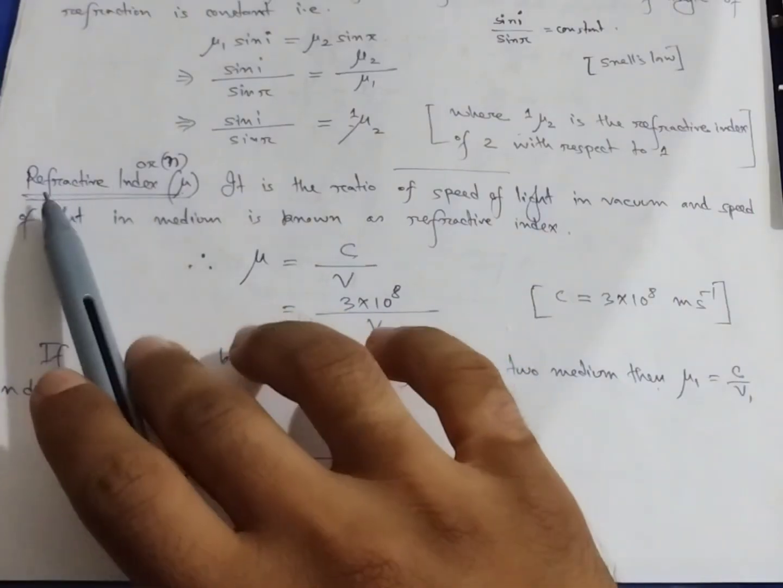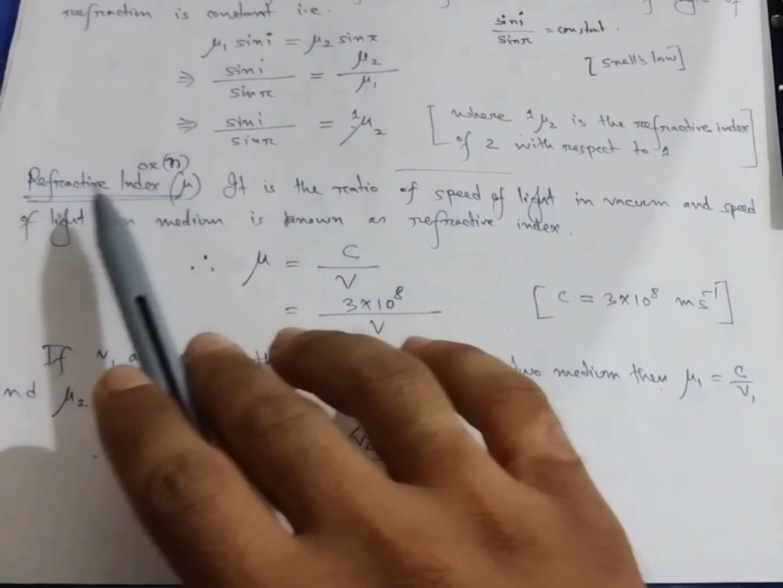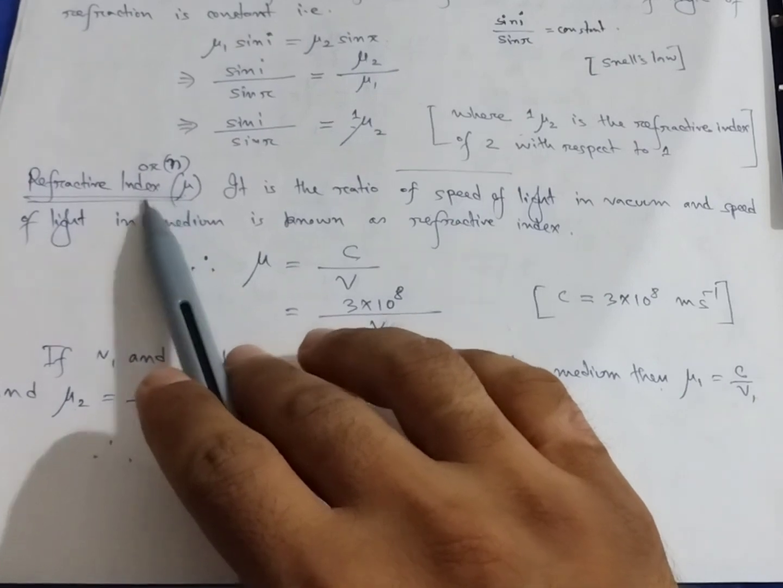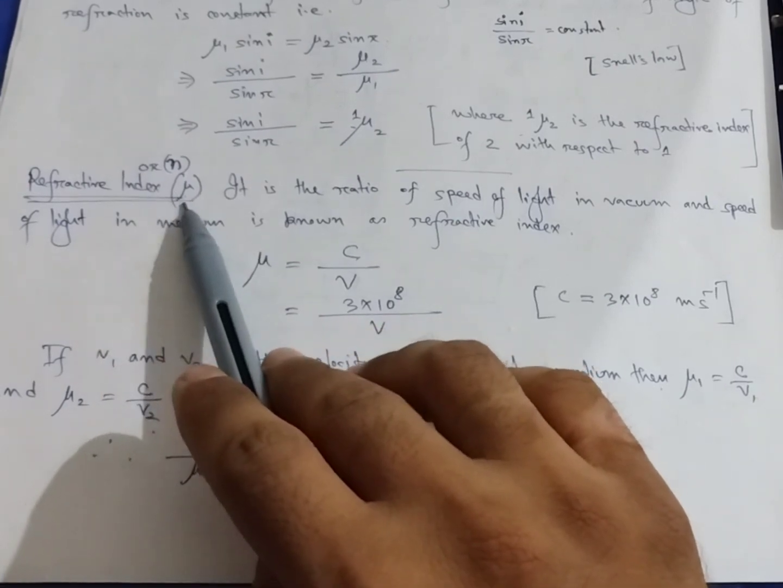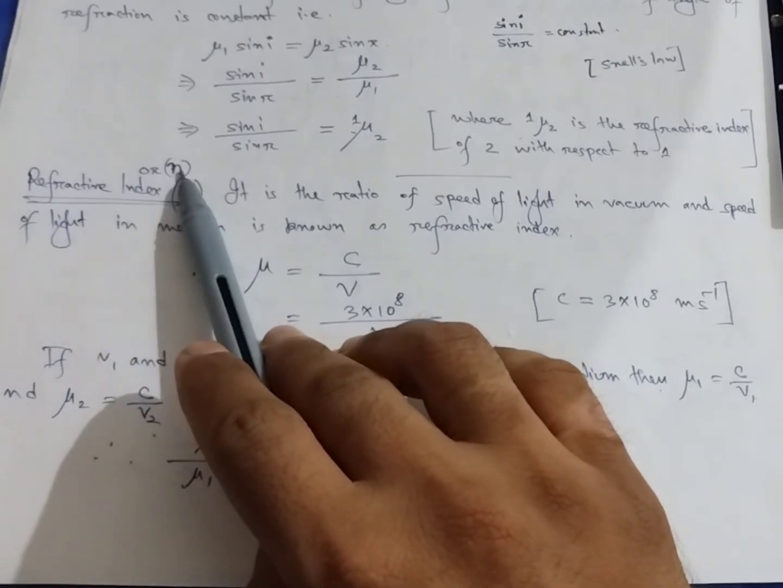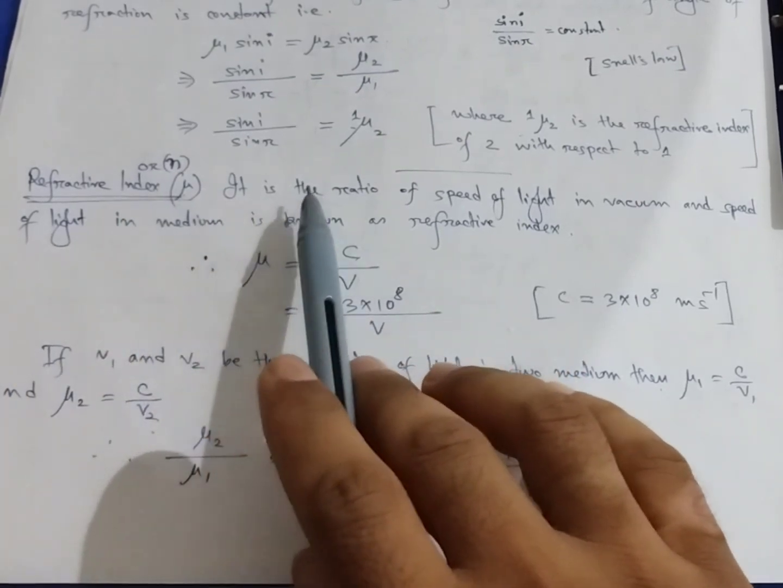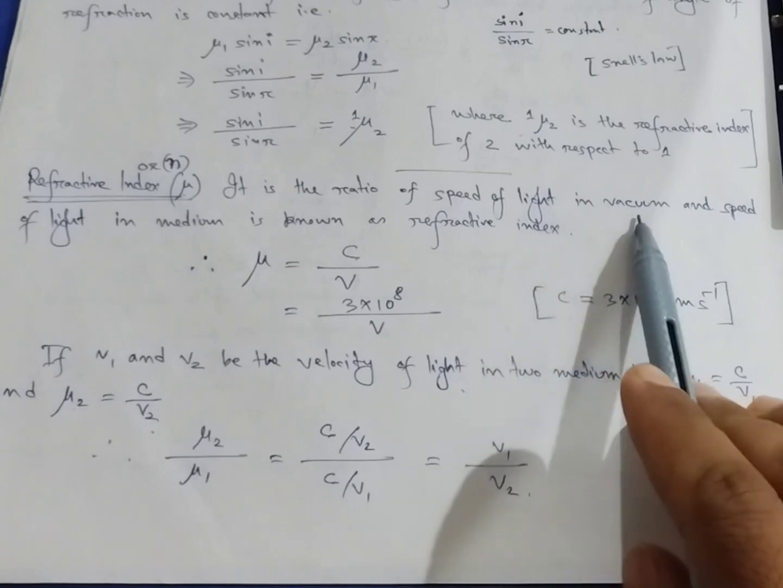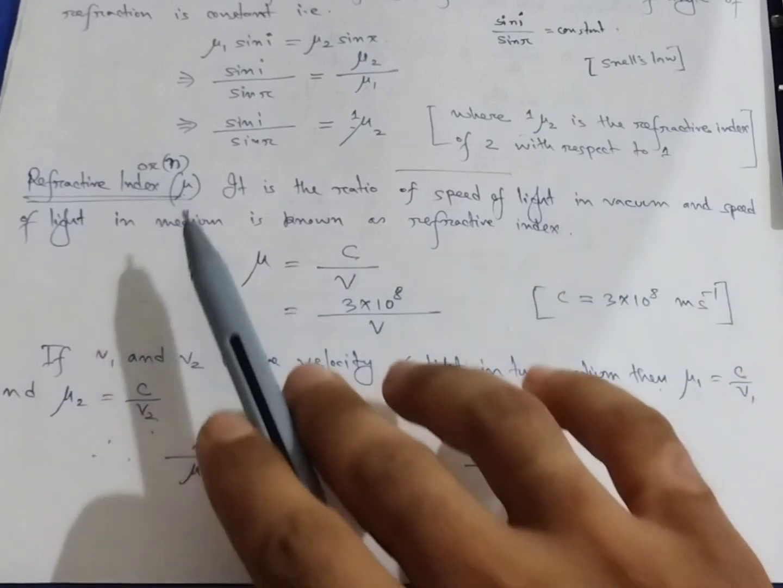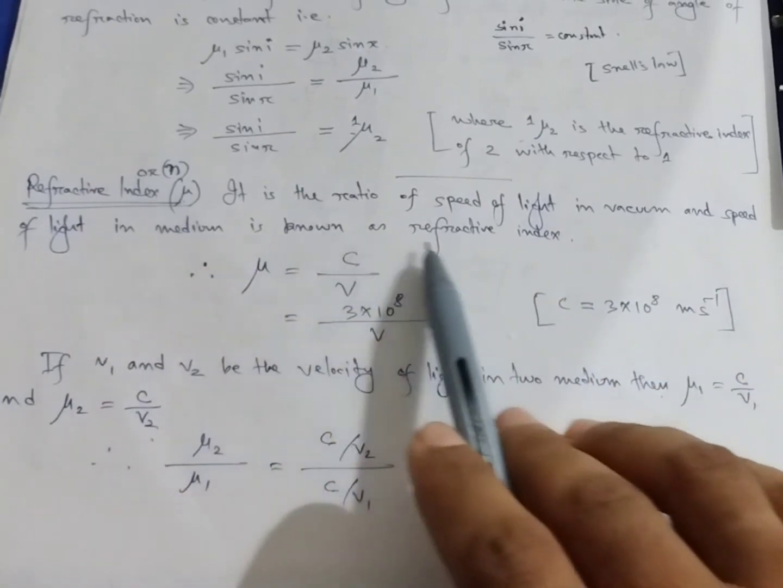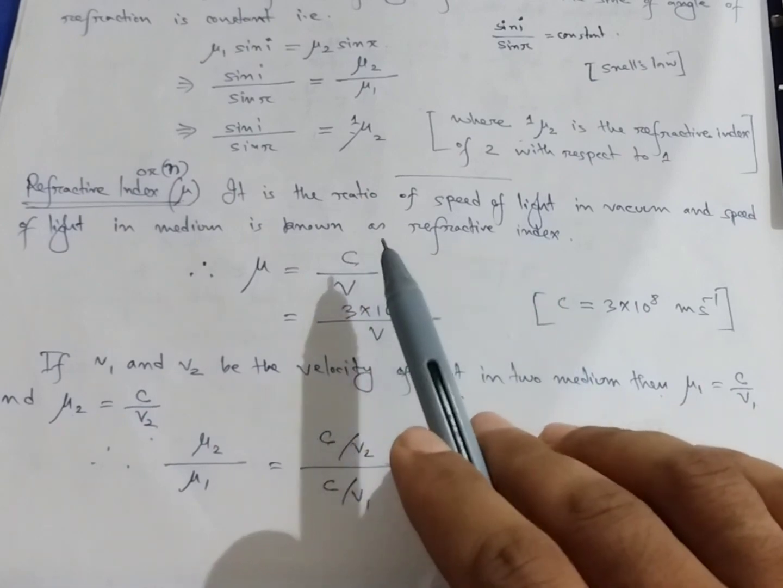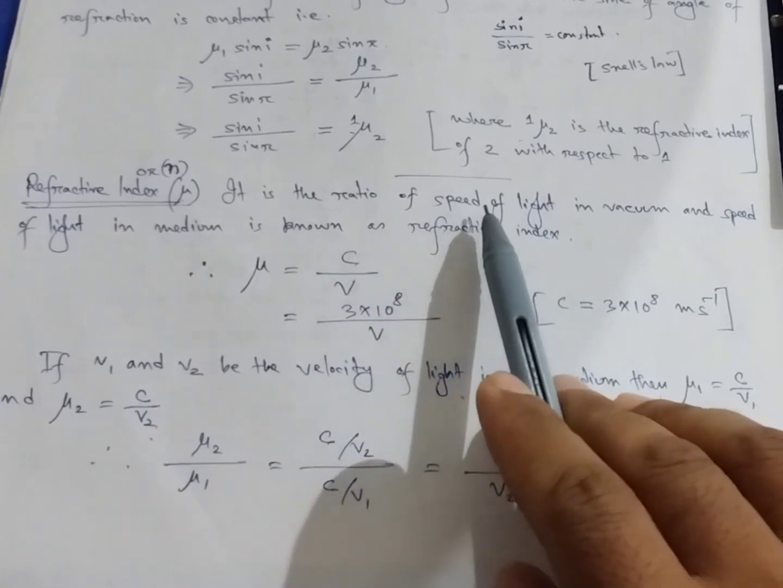So next, let us look at refractive index. Some books write it as mu and some books write it as n. Now, what is refractive index? It is the ratio of speed of light in vacuum and the speed of light in medium, known as refractive index. Now, speed of light in vacuum.